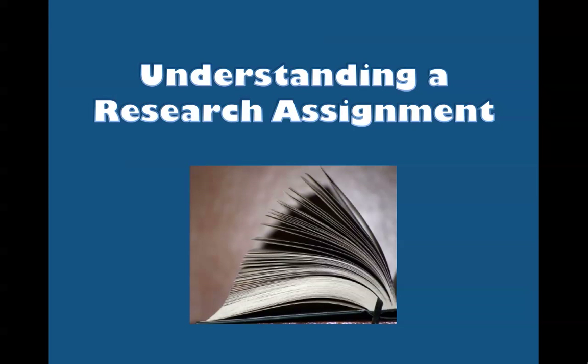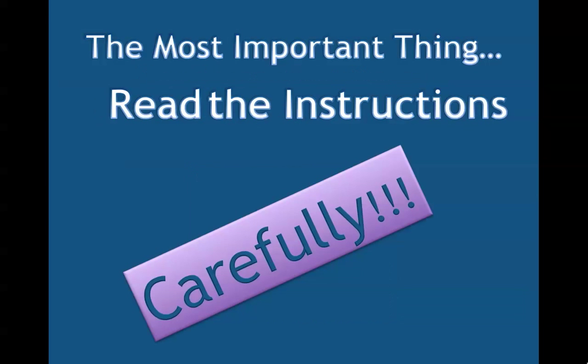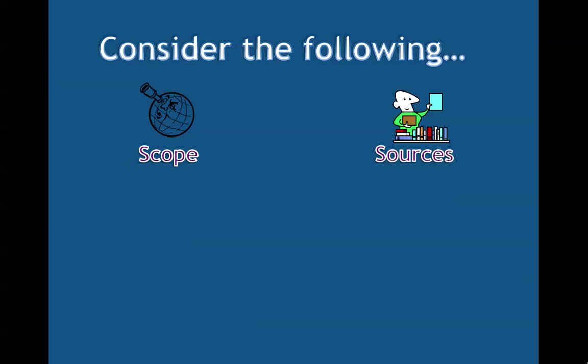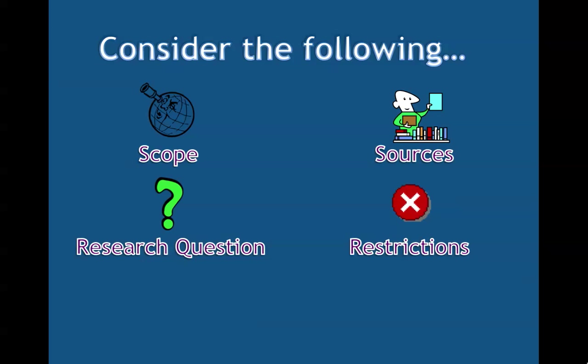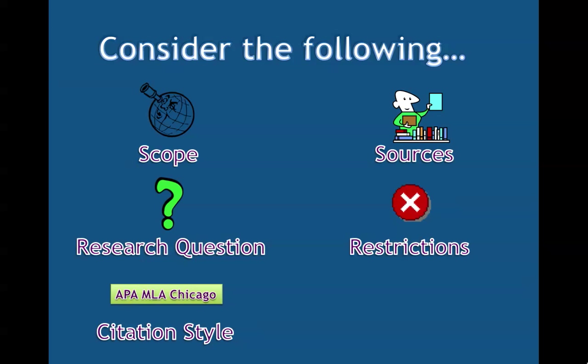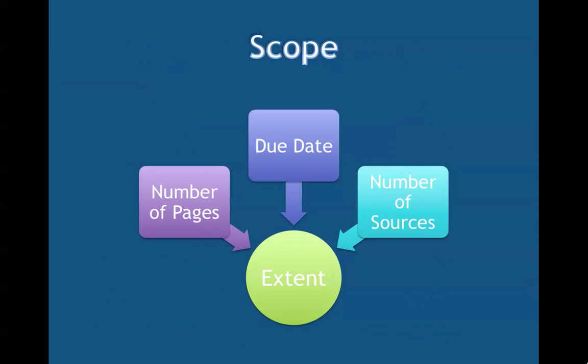This tutorial will help you to better understand a research assignment. The first step to understanding a research assignment is to carefully read the instructions. As you carefully read the instructions, think about the following: scope, sources, research question, restrictions, citation style, and where you can get extra help. First, consider the scope or extent of the paper.